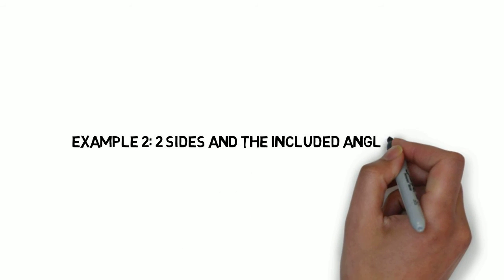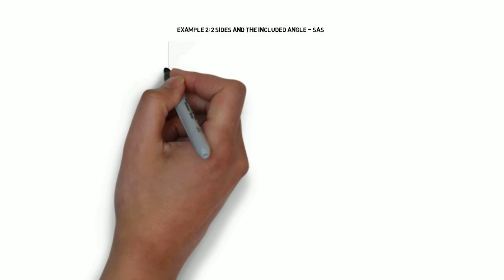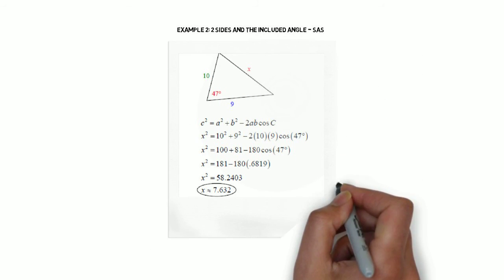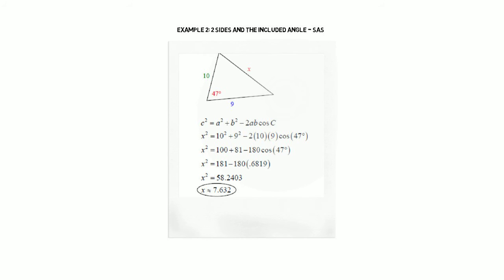For the second example, we are given two sides and an included angle, and so that's the SAS example. For this, one side is 10 centimeters long, one side is 9 centimeters long, and one angle is 47 degrees. What you're trying to do is figure out how long side X is. For this, we decided to use the equation c squared equals b squared plus a squared minus 2ab cosine c. And just like the previous ones, you're just going to plug in the information. So side A is 10 centimeters long, side B is 9 centimeters long, and the angle is 47 degrees.